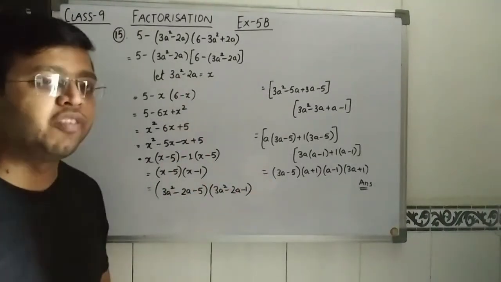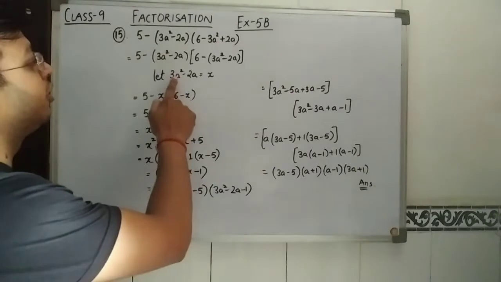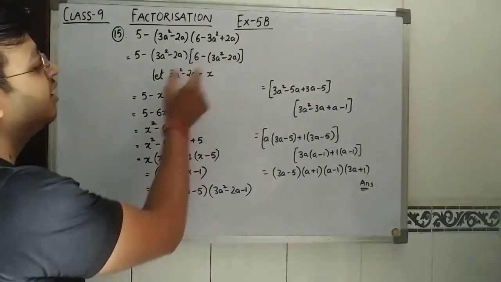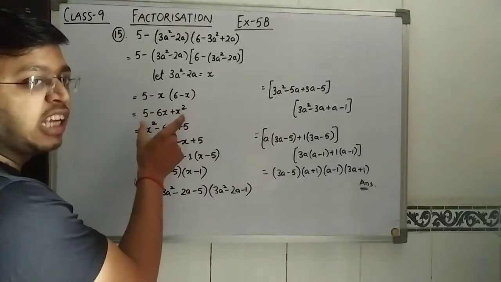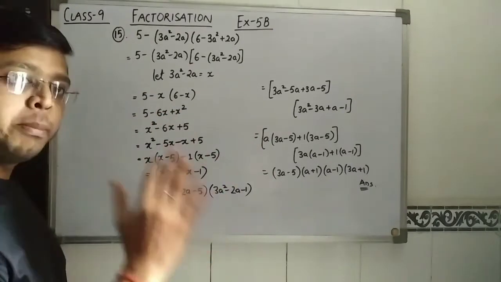So this is question number 15, a little different question. First we have to make two terms alike, then we consider that term as a variable, and then we get a quadratic expression which can be solved with the help of middle term splitting.